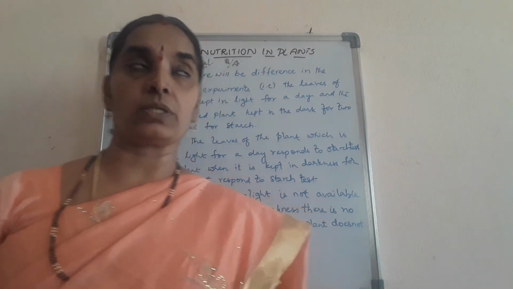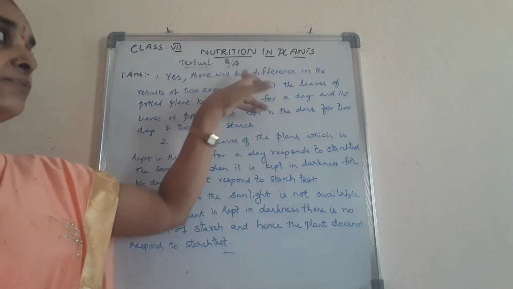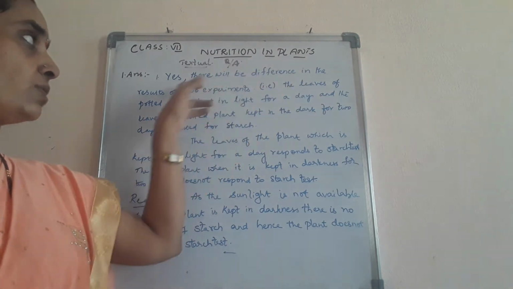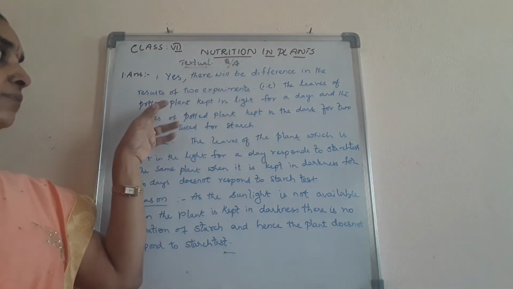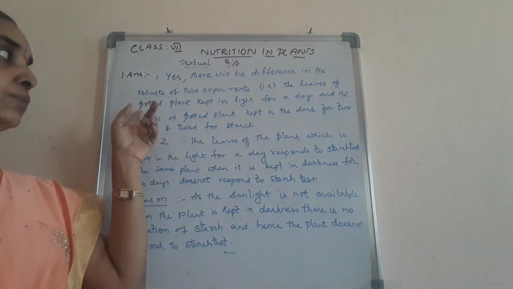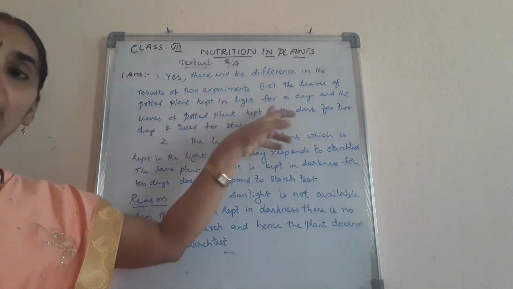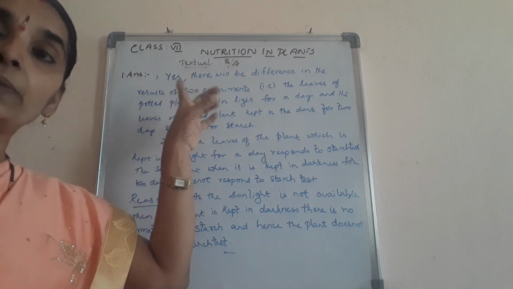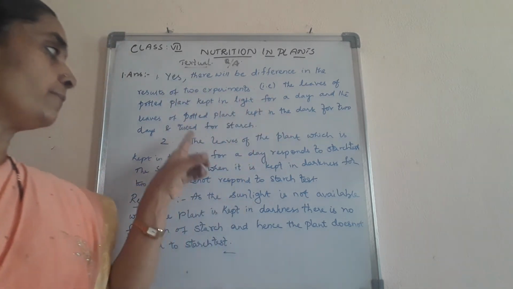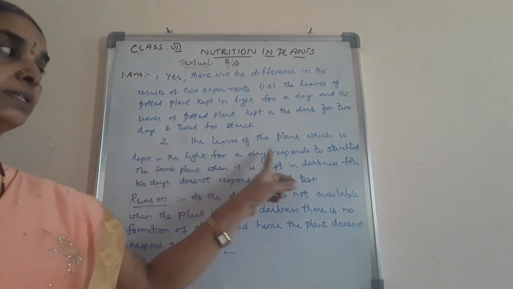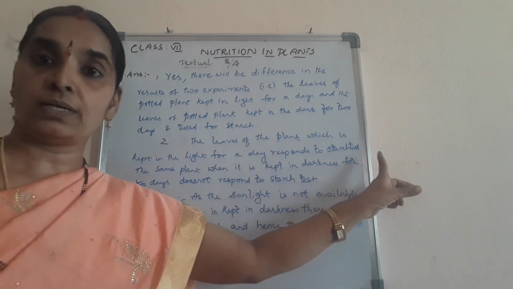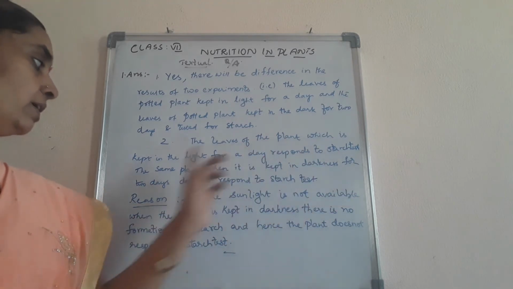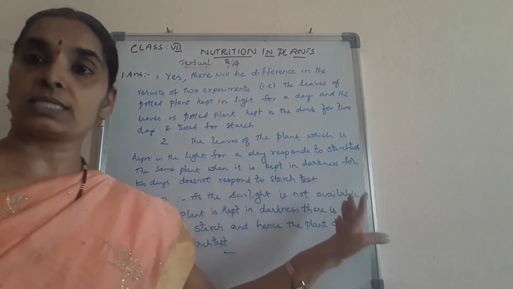They have asked the question. So here, will there be a difference in the two potted plants kept in dark and light? Yes, there will be a difference. You have to write: when the leaves of the potted plant kept in light for 1 day and the leaves of the potted plant kept in the dark for 2 days are tested with starch, there will be a difference. What is the difference? The leaves of the plant which is kept in light for a day respond to starch. The same plant when it is kept in dark for 2 days does not respond to the starch test.